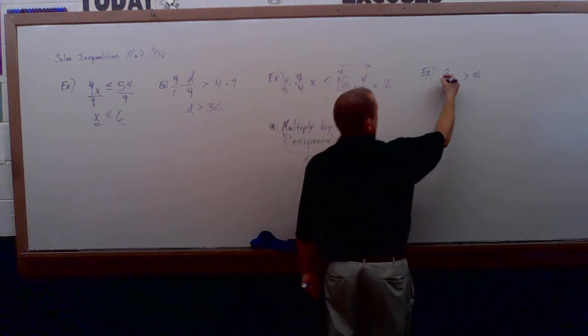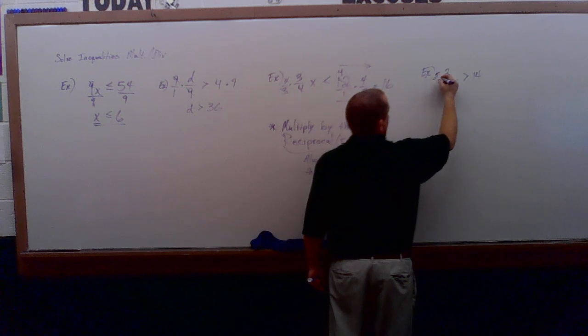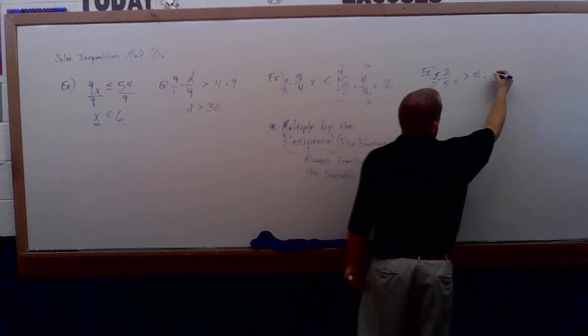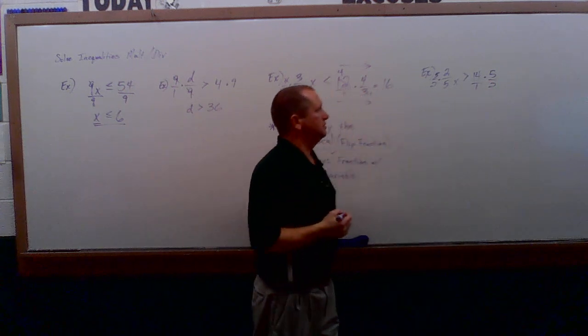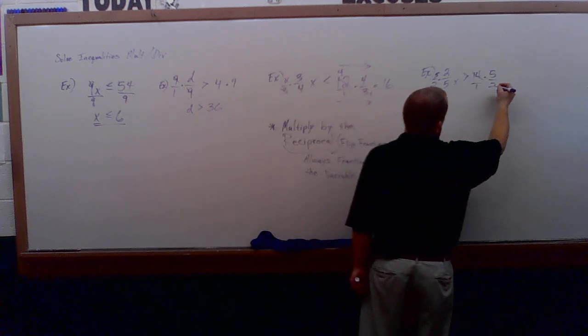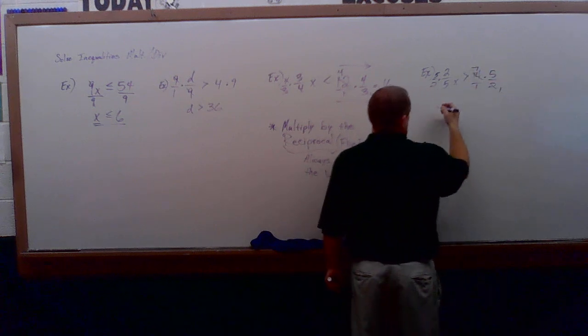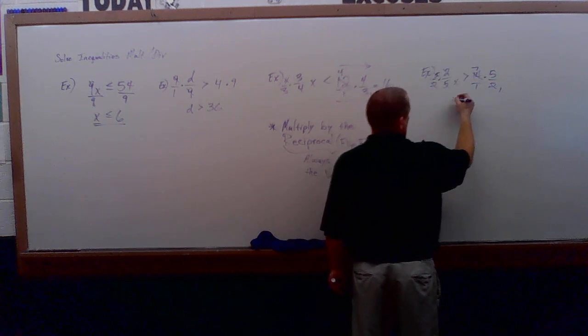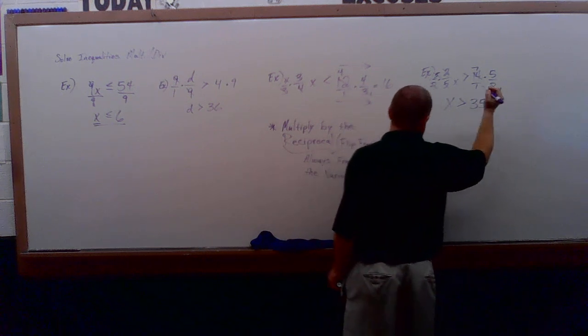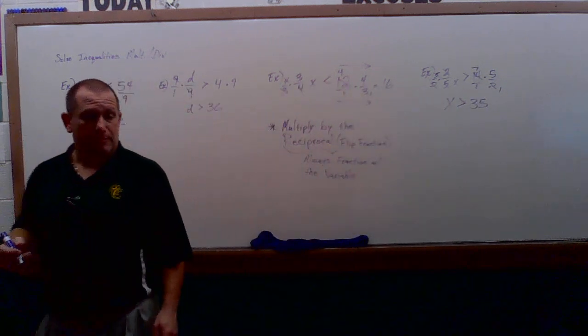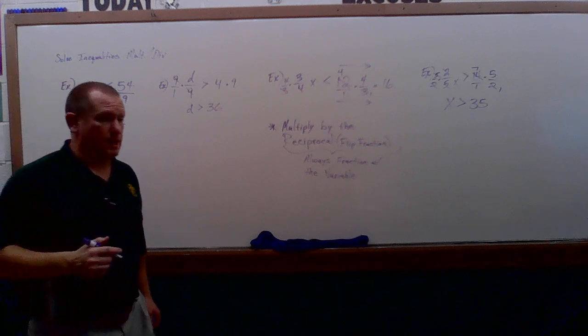So my reciprocal is going to be 5/2 in this case. So I'm going to multiply by 5/2 on both sides. Reduce 14 and 2, which gives 7. My 5's and my 2's cancel out, leaving me x is greater than 35. How did we do? Good. Piece of cake? Okay.